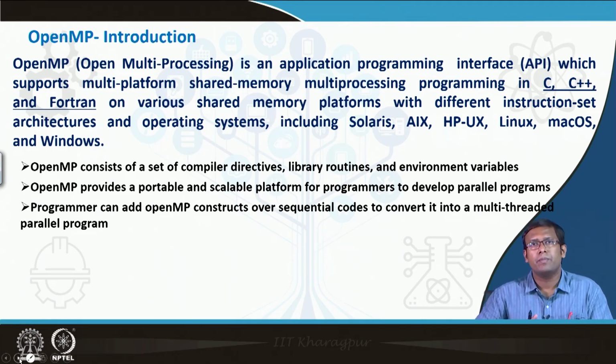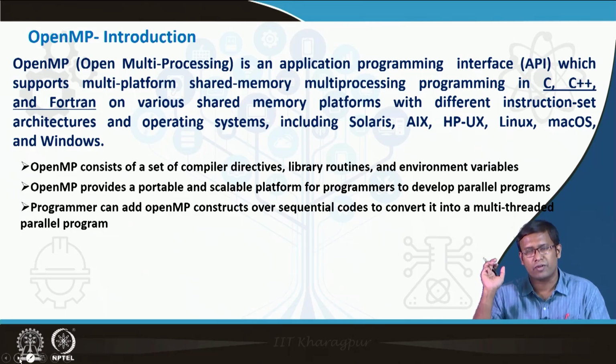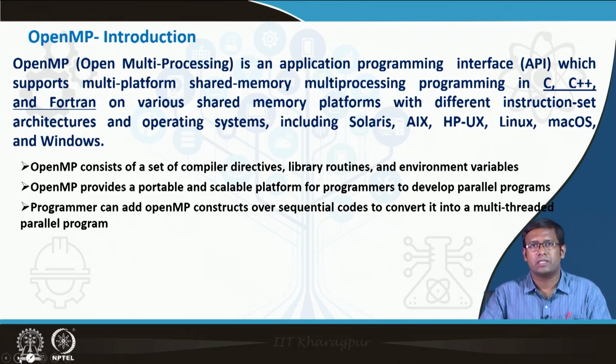A programmer can add OpenMP constructs over sequential code to convert it to a multi-threaded parallel program. This is extremely important for scientific computing experts. If you have your own program to solve, say, gravity wave equations or finite element method for beam bending, you identify which part can be parallelized, and you can write OpenMP constructs over your sequential C code. You can write some OpenMP lines and convert it into a multi-threaded parallel program.